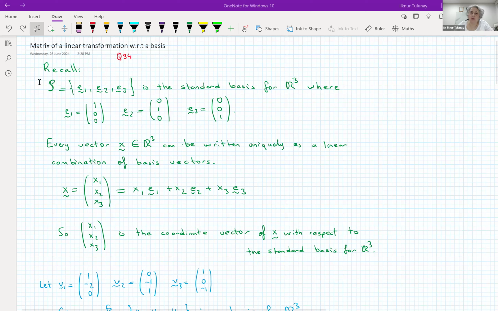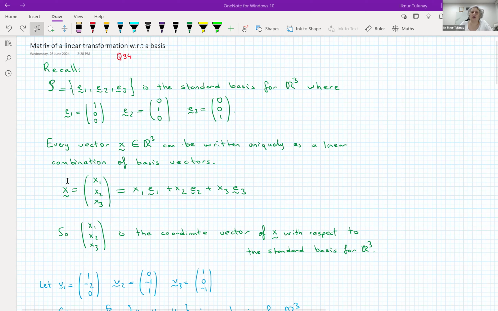Okay, now this curly S is e1, e2, e3, and this is the standard basis of R3. You can extend this idea to other things, but I would like to focus on question 34 and explain the general ideas behind it. We know the standard basis e1, e2, e3. And why are we dealing with a basis of a vector space? Basically, every vector can be written uniquely as a linear combination of the basis vectors. So this is the key idea why we are working with a basis.